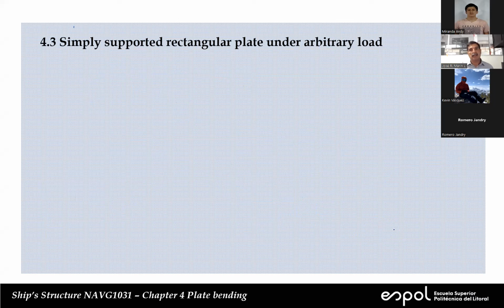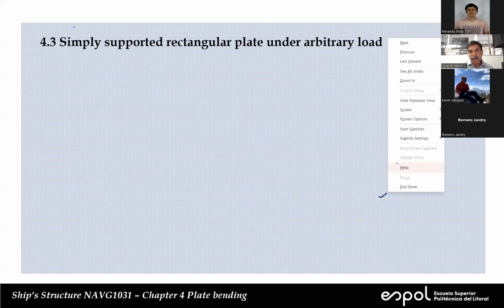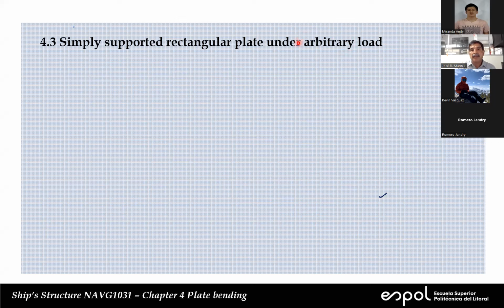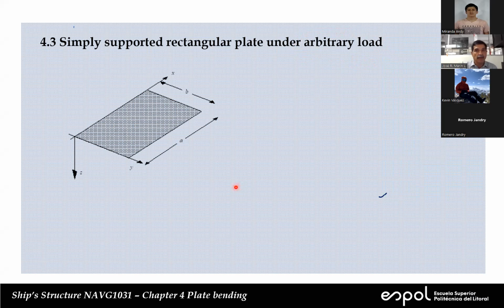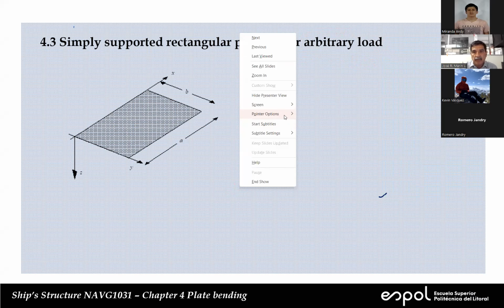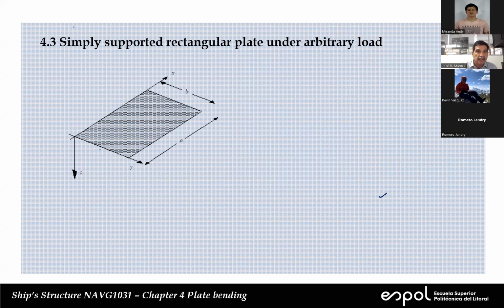And this is the case. Let's suppose that we have a simply supported, again, rectangular plate again, but now, instead of a sinusoidal load, we have an arbitrary load. Okay, it may have any shape that you can think. So for example, let's suppose that I can draw here something like, I don't know, maybe this. This is my loading.